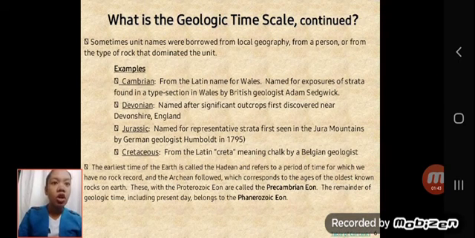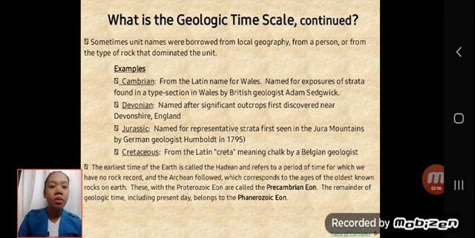So next, the early geologists had no way of knowing how the discoveries about the Earth were going to develop. Geologists over time have put the time scale together piece by piece. Units were named as they were discovered. Sometimes, unit names were borrowed from local geography, from a person, or from the type of rock that dominated the unit.